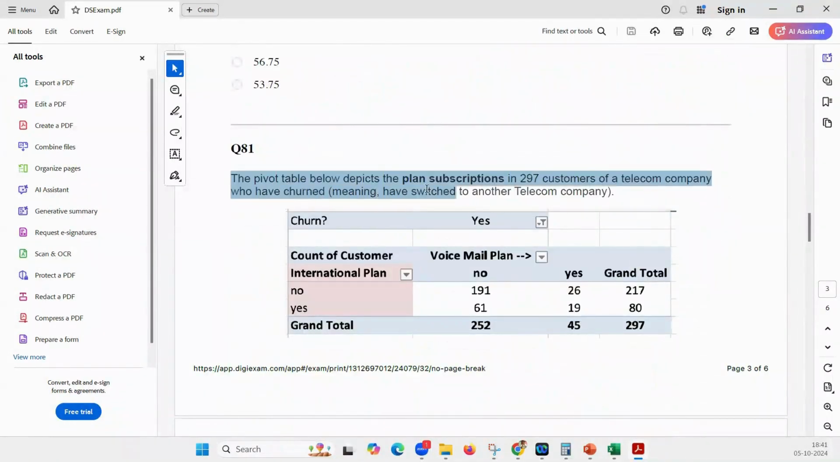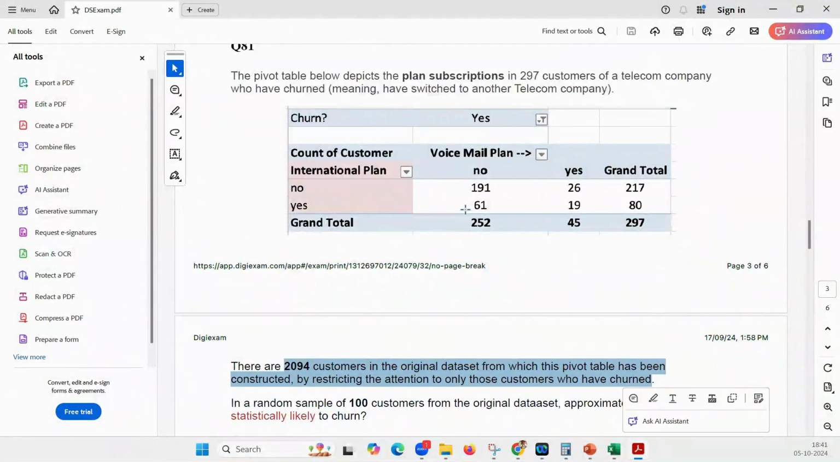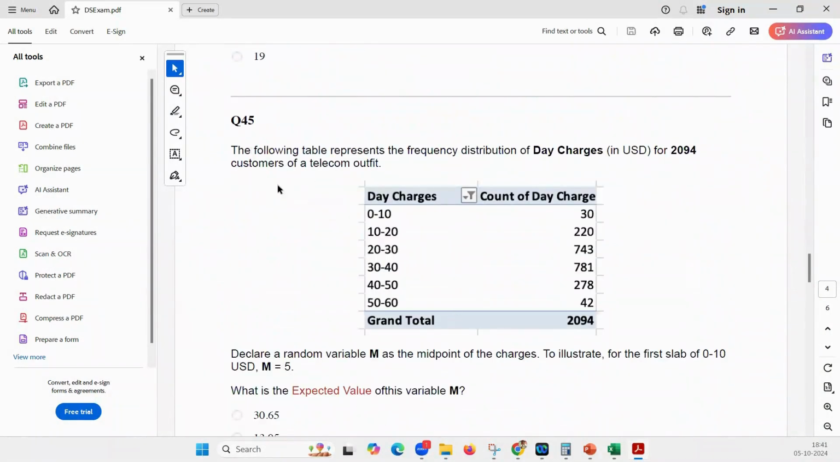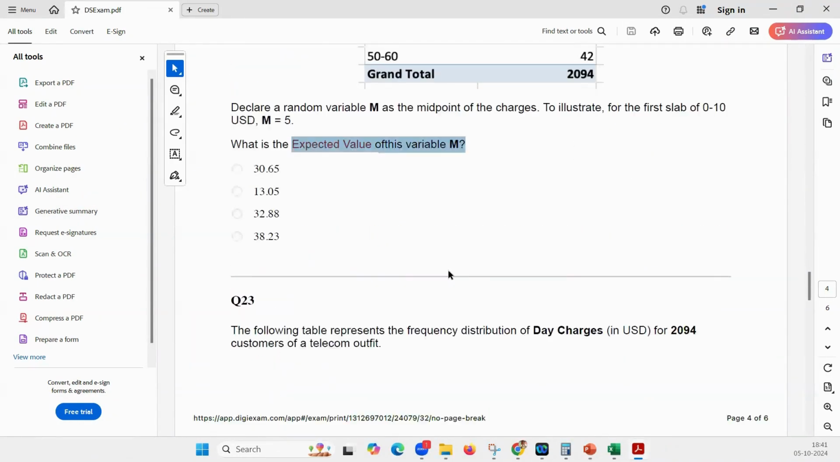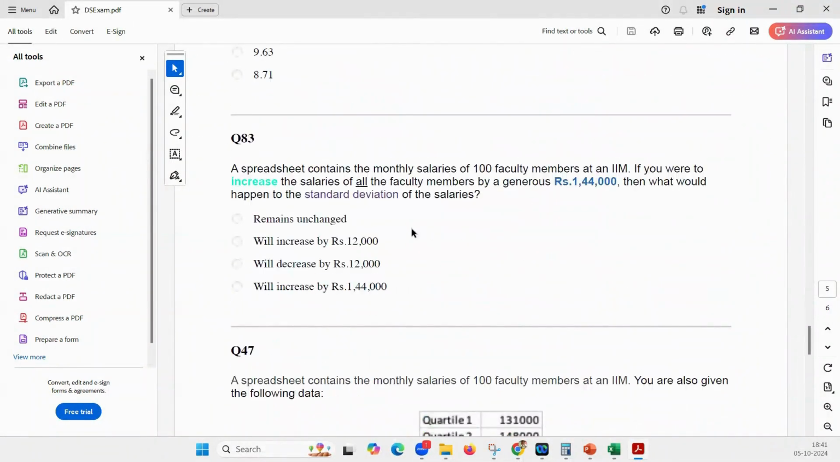Now let us see the question. This one also we solved, isn't it? How many customers actually churned? What is the percentage? And this one is expected value. For calculating expected value, how do we do it? Once the range is given, you have to take the mid value times the probability, mid value into that probability. Perfect. For standard deviation also, the extended formula is given.